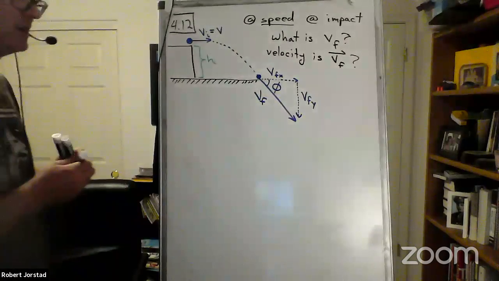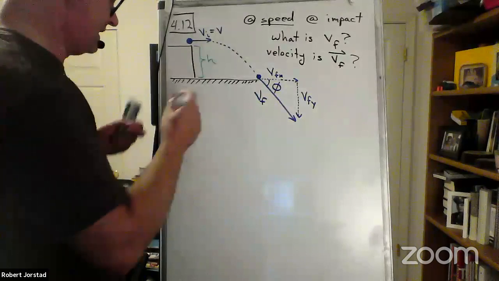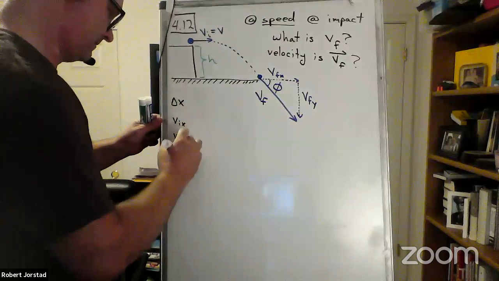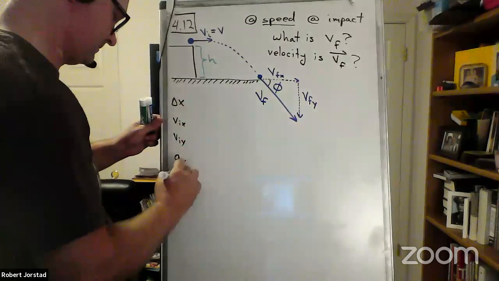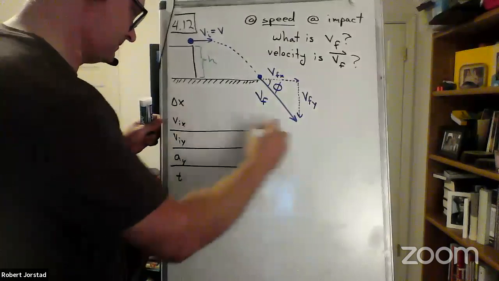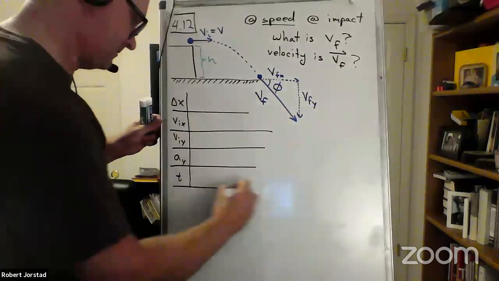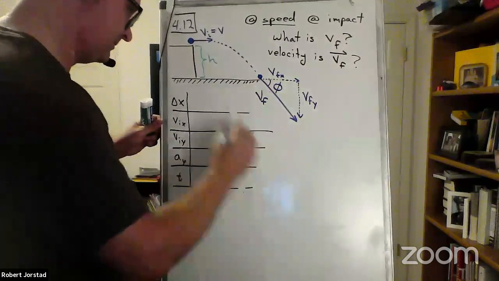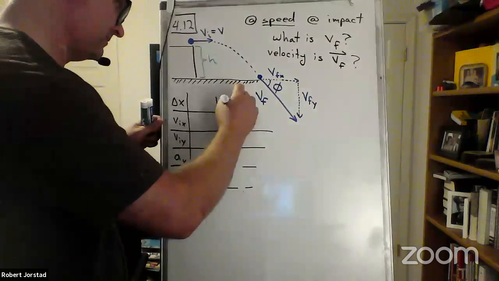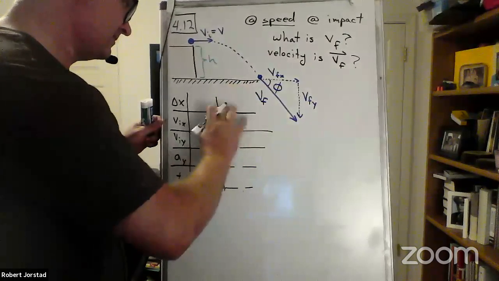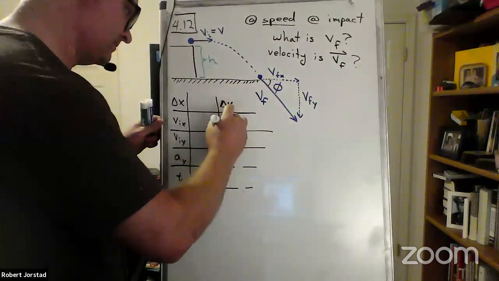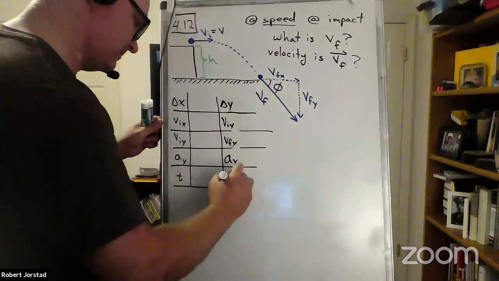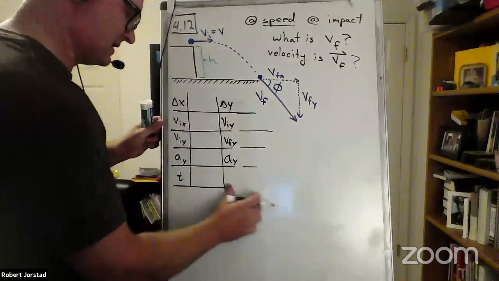All right. So next step would be writing up the variables. Oops, I'm running out of room. I guess I don't need t. It's the same time.